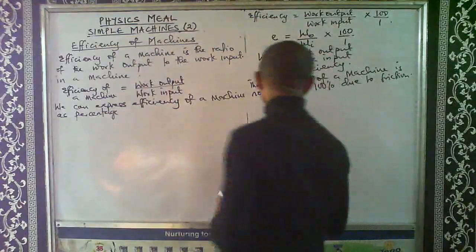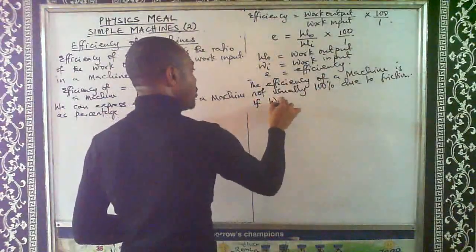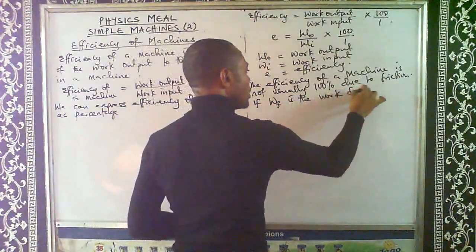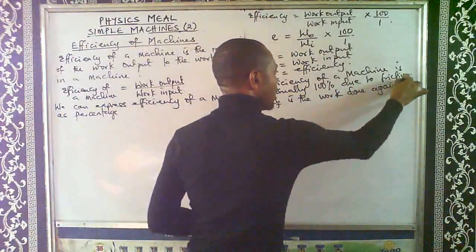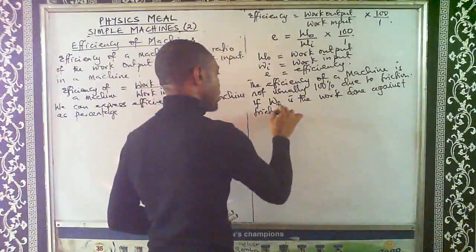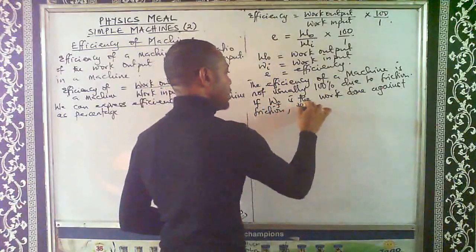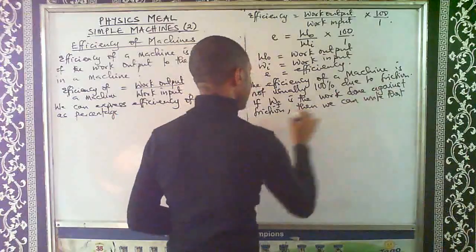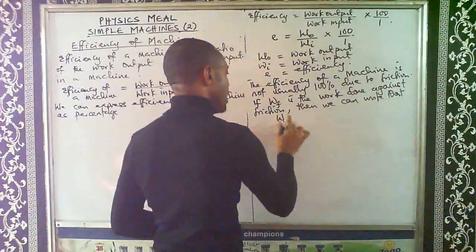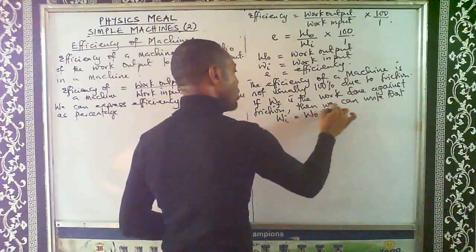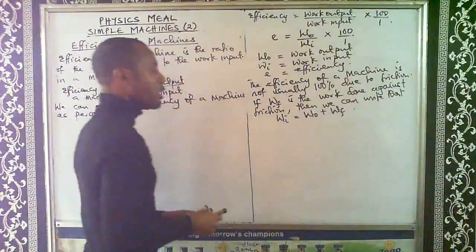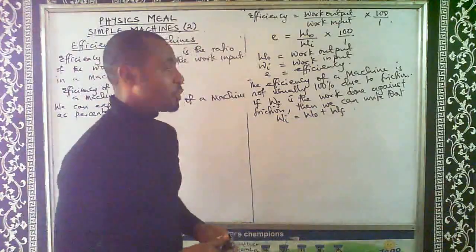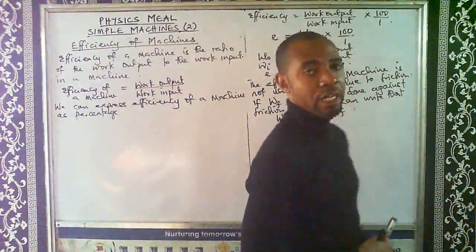So if WF is the work done against friction, then we can write that WI is equal to WO plus WF. So the work input is equal to the sum of the work output plus the work done against what? Friction. The work done against friction.